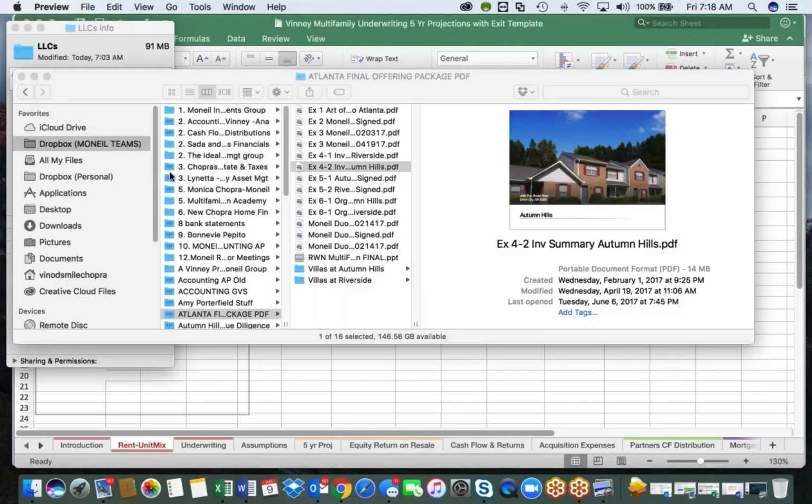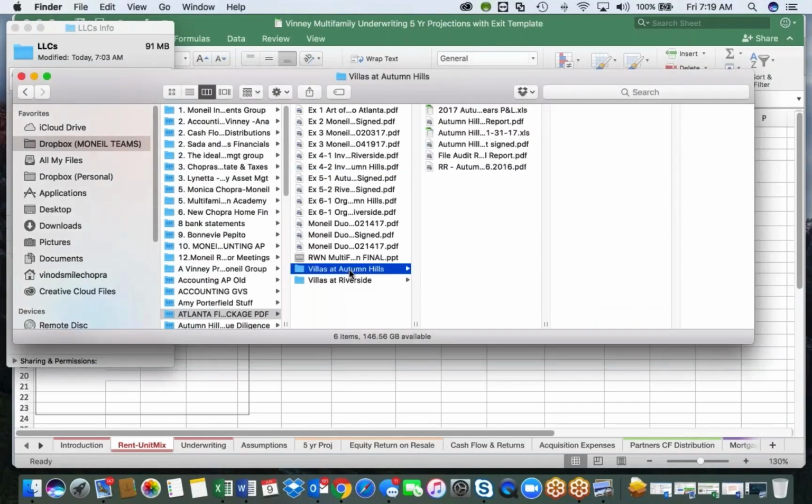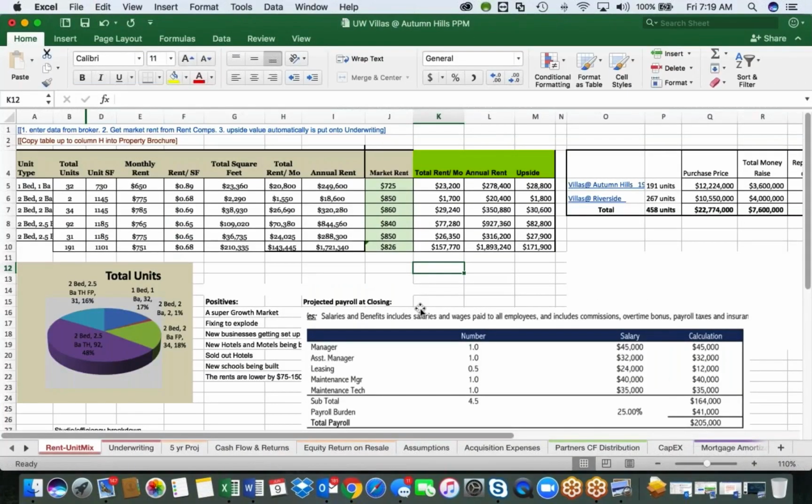Let's just talk about, if we may, right here is my syndication package, which is with the PPM and everything. That's a big thing. But then let's just go to Autumn Hills. That's where the rent roll is, the rent roll, the P&L, the due diligence report, all that. So I'm going to take you to the underwriting for this asset, which we just saw. We just bought two of these properties, Villas at Autumn Hills, 191 units, and Villas at Riverside, a total of 450. We're going to only discuss the first one.